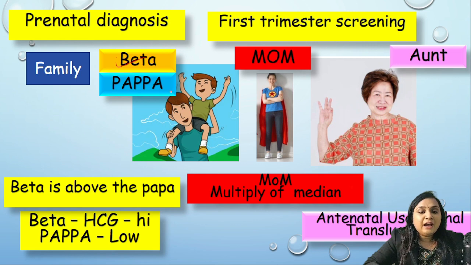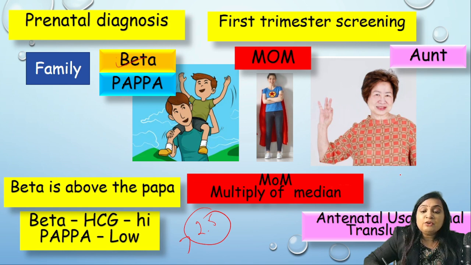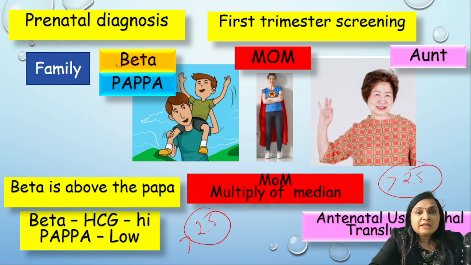So when the beta is high and papa is low, in the multiples of the median, most probably more than 2.5 MoM, and if there is a positive antenatal USG for nuchal translucency more than 2.5, it means this screening test is positive for Down syndrome, and this lady has to be subjected to prenatal diagnosis for confirmation.